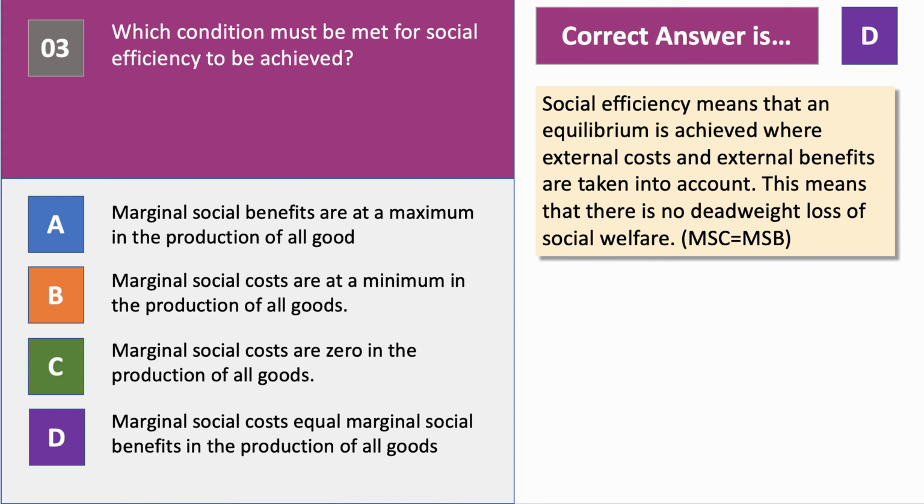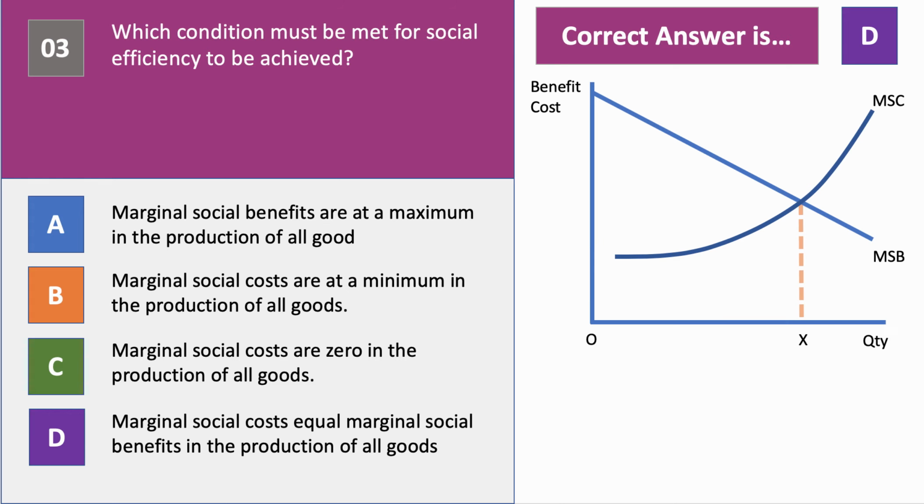Yes, social efficiency means that an equilibrium is reached where the external costs and the external benefits are all taken into account. We don't lose any social welfare in that sense. There's no deadweight loss. So we're looking for the intersection between marginal social cost of production and the marginal social benefit, because both curves bring into play the external costs and benefits of production or consumption.